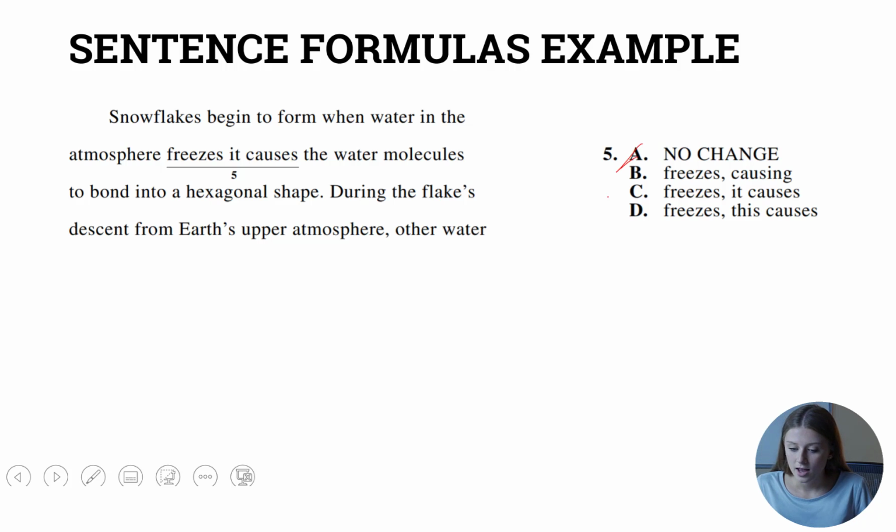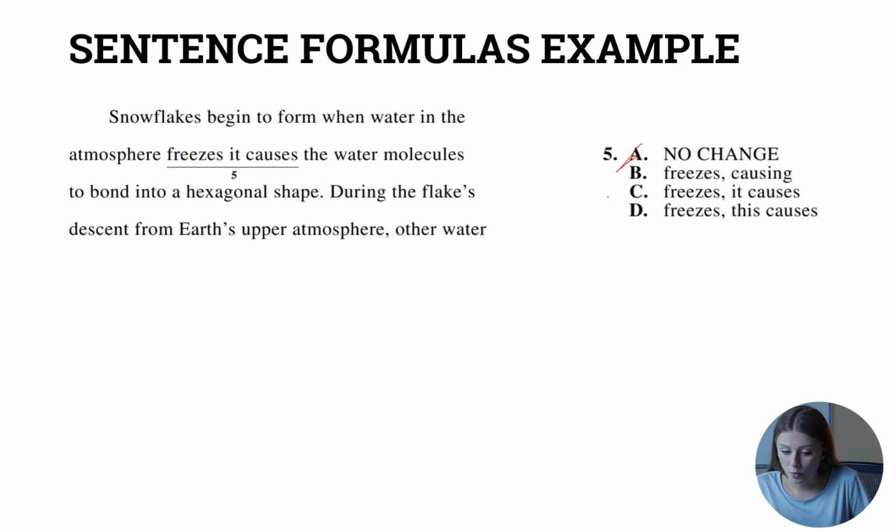Let's look at B. Snowflakes begin to form when water in the atmosphere freezes, comma, causing the water molecules to bond in a hexagonal shape. That sounds pretty good because with the comma and causing, we have a dependent clause. So that's an independent clause with a dependent clause. But let's look at C and D still.